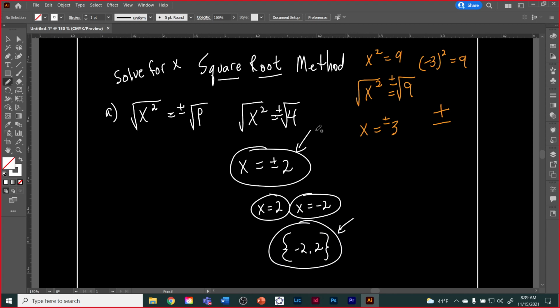But I would prefer you write it like this. This is the way the book's going to give it to you, but you could just write it like that. Either way, if you write negative 2, 2 in braces, then that's fine. I'm okay with that. They're braces, not brackets. But anyway, you can do that.